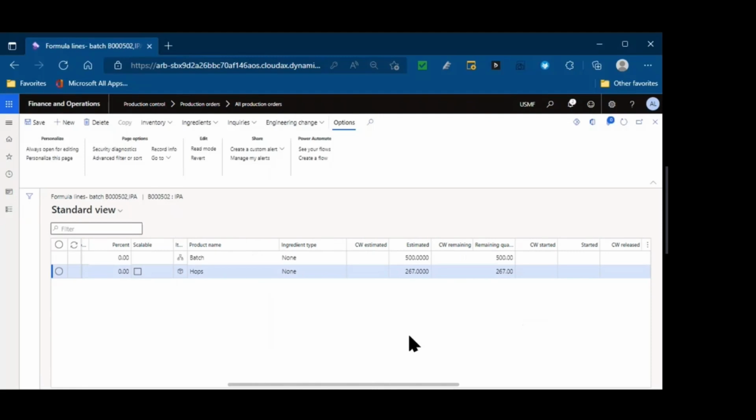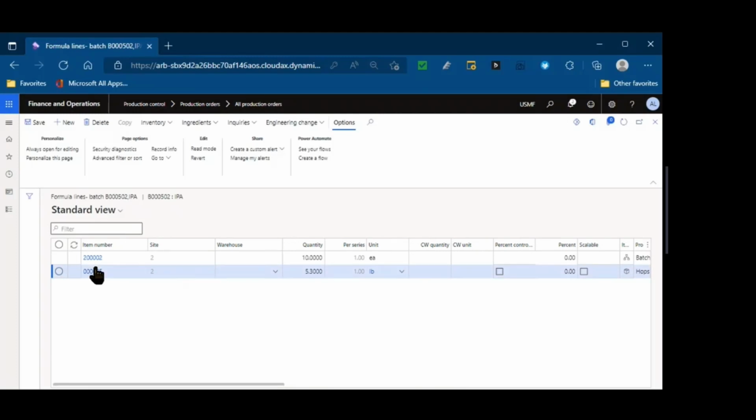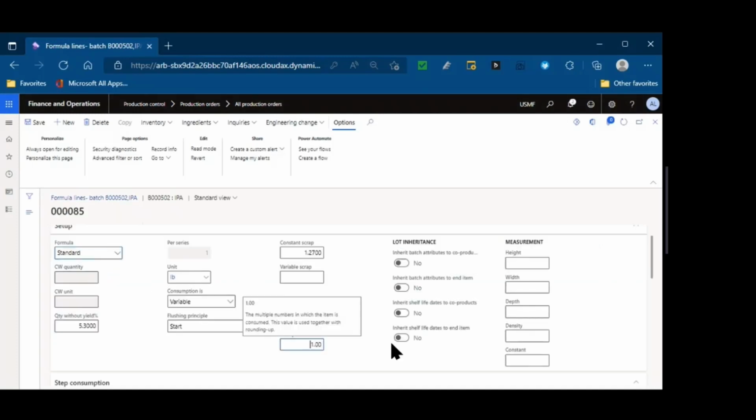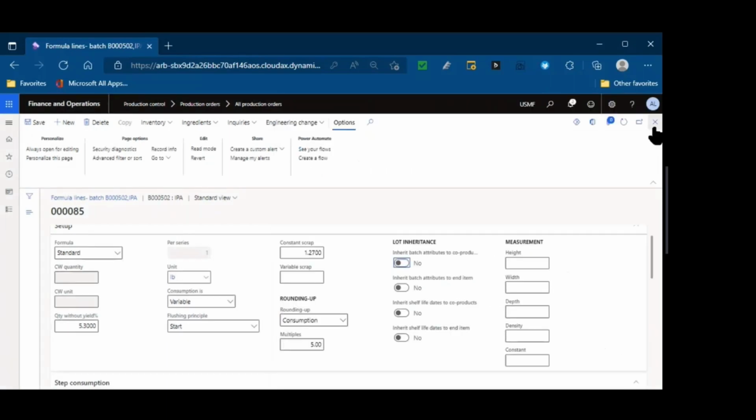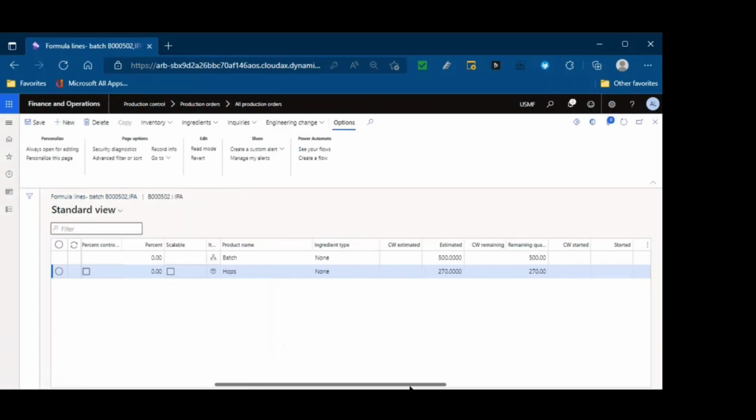It rounds to 267. So it took our 265, added in the scrap of 1.27 to get to 266.27, and then rounded that as well. If we wanted to round to an actual multiplier, so instead of going to 267, say go to 270, we can change the multiples as well. I'll re-estimate this work order. And we can see now it's estimated at 270 units.